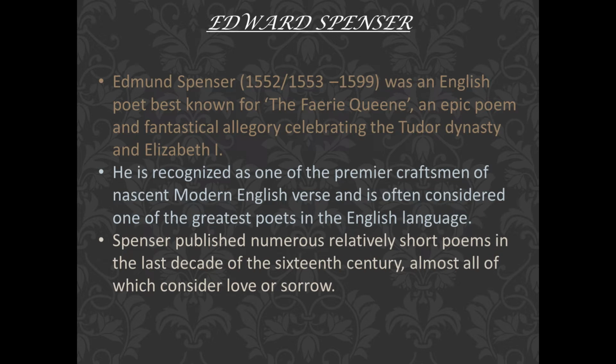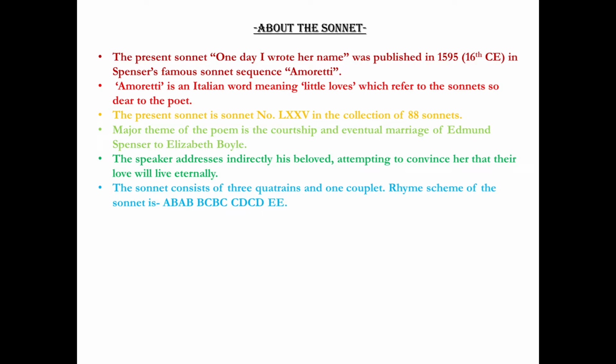Spenser published numerous relatively short poems in the last decade of the 16th century, almost all of which consider love or sorrow. The present sonnet, One Day I Wrote Her Name, was published in 1595 in Spenser's most famous sonnet sequence, Amoretti. Amoretti is an Italian word meaning little loves, which refers to the sonnets so dear to the poet. The present sonnet is sonnet number 75 in the collection of 88 sonnets.